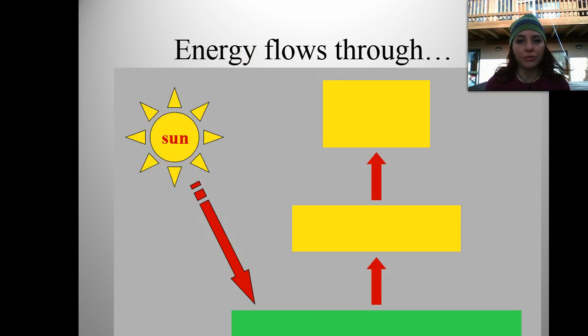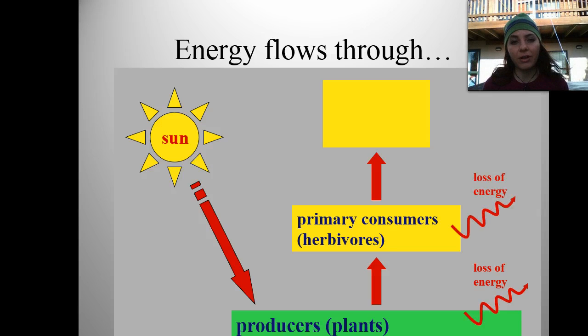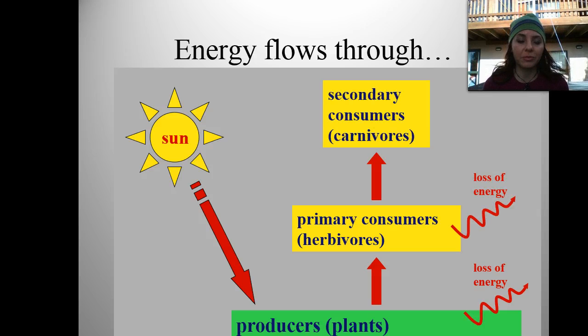So energy flows through trophic levels. It starts off with energy from the sun getting taken into the producers, which are the plants. They have a loss of energy before the primary consumers can get to them, and another loss of energy before secondary consumers or carnivores can get to that energy source.